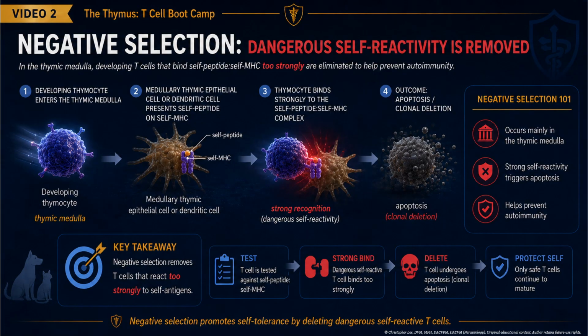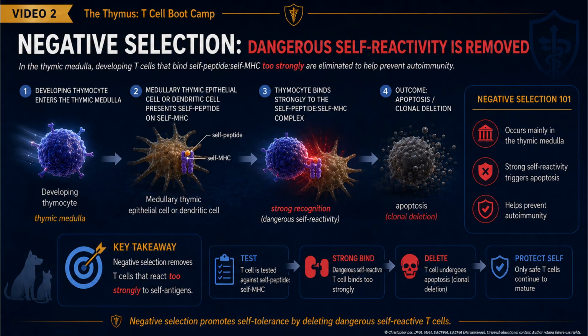Now we move to the second major checkpoint, negative selection. Positive selection asks, can you recognize self-MHC? Negative selection asks, do you recognize self too strongly? This step occurs mainly in the thymic medulla. Here, developing T cells encounter self-peptides displayed on self-MHC by medullary thymic epithelial cells and dendritic cells.